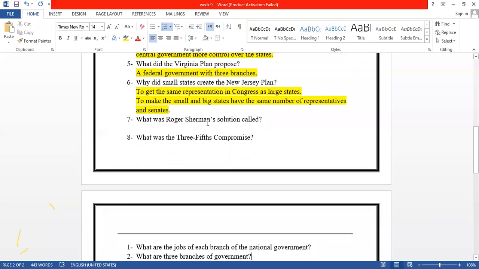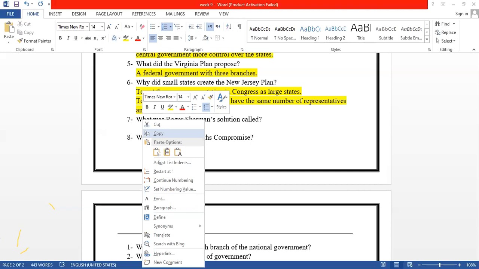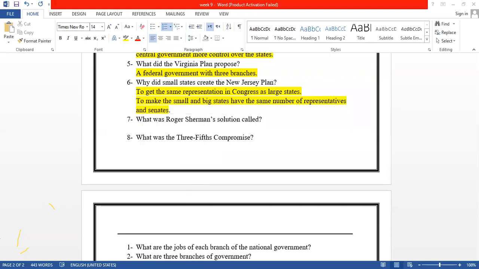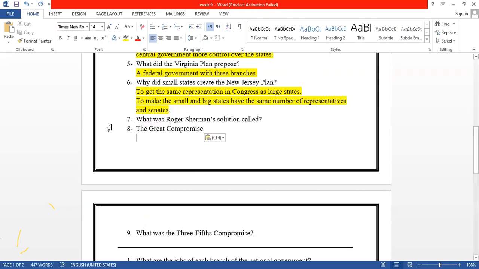Now, number 8. What was Roger Sherman's solution called? I told you that they created a New Jersey plan. What is this solution that the New Jersey plan represents called? It's called the Great Compromise. So don't forget, this solution is called the Great Compromise, not only compromise, the Great Compromise.